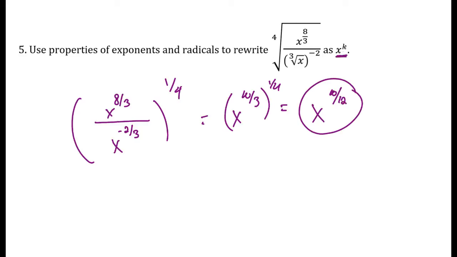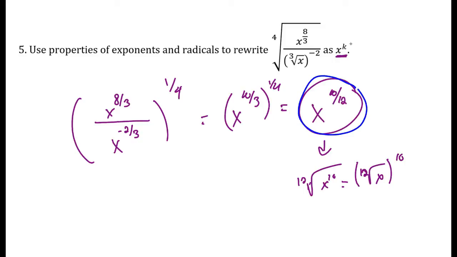Did I write it as x to the a? I did. If they said write it as a radical, I would have to write it as the 12th root of x to the 10th, or maybe the 12th root of x raised to the 10th power. But this is our final answer because they said write it in that form. We did.